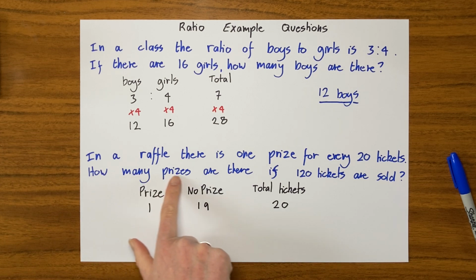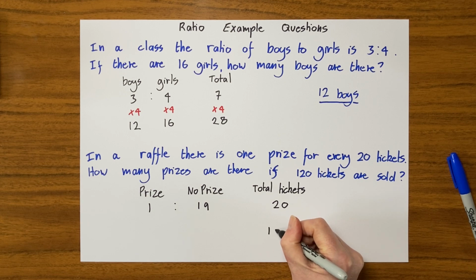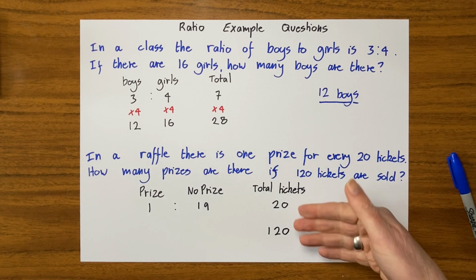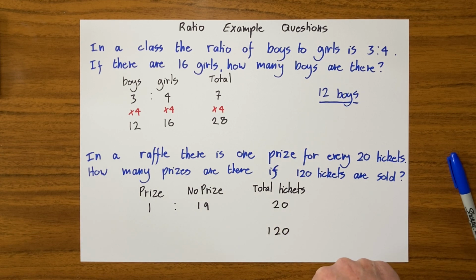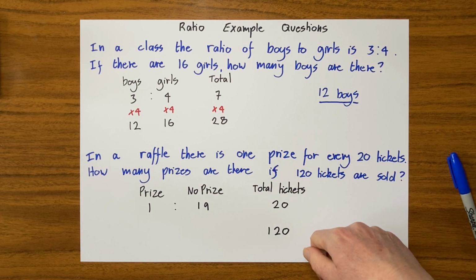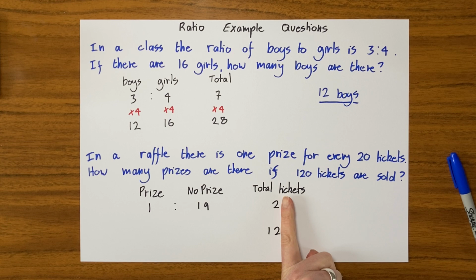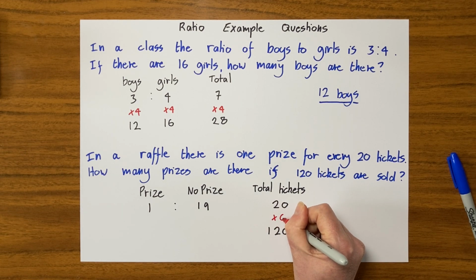Now this question's asking me how many prizes are there if 120 tickets are sold. Now because I've done this column, which I like to call my total column, I can just write underneath it 120. I'm doing exactly the same as we did in the previous question. I'm thinking, how do I get from 20 to 120? How many 20s in 120? All different kinds of ways to do it. You could think that 5 20s makes 100, so 6 20s is 120, or you could go 6 2s are 12, so 6 20s must be 120. Either way, I know that the answer is times 6.